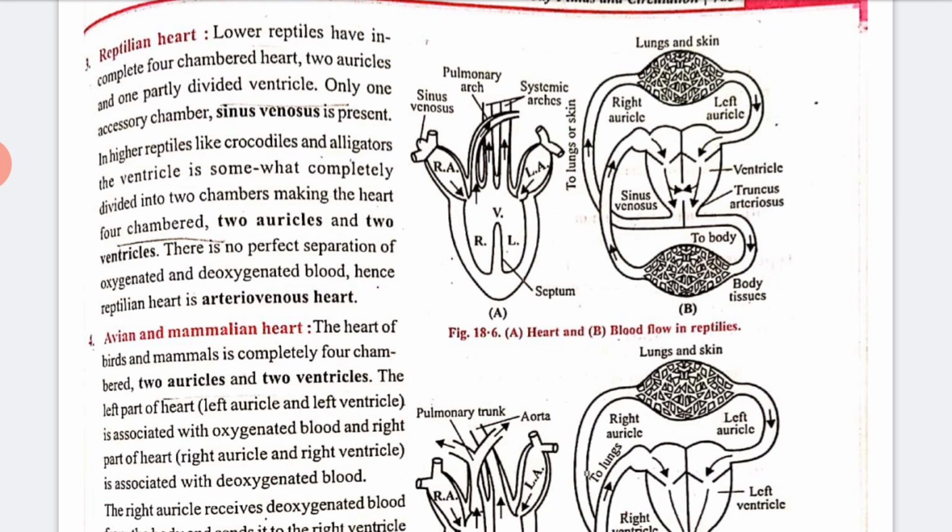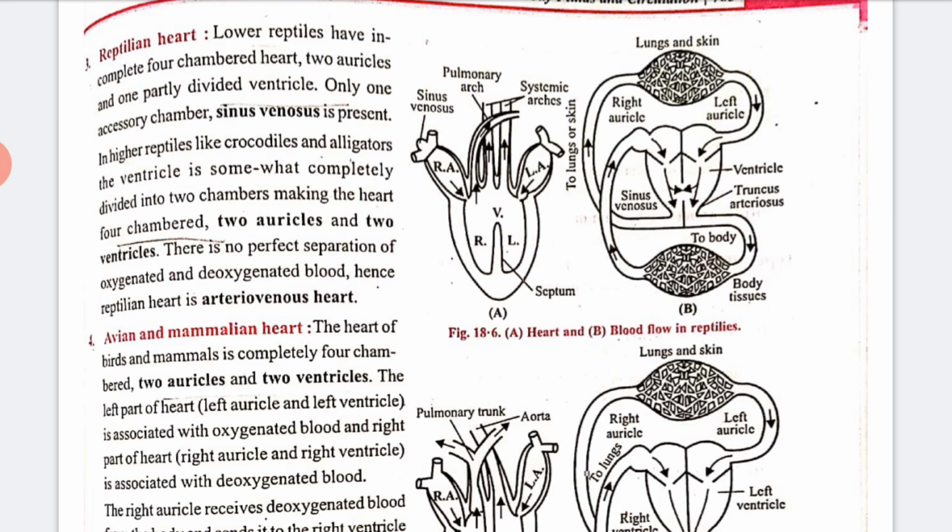Lower reptiles have an incomplete four-chambered heart: two auricles and one partially divided ventricle. Only one accessory chamber, the sinus venosus, is present. In higher reptiles like crocodiles and alligators, the ventricle is almost completely divided into two chambers, making the heart four-chambered, that is, two auricles and two ventricles.